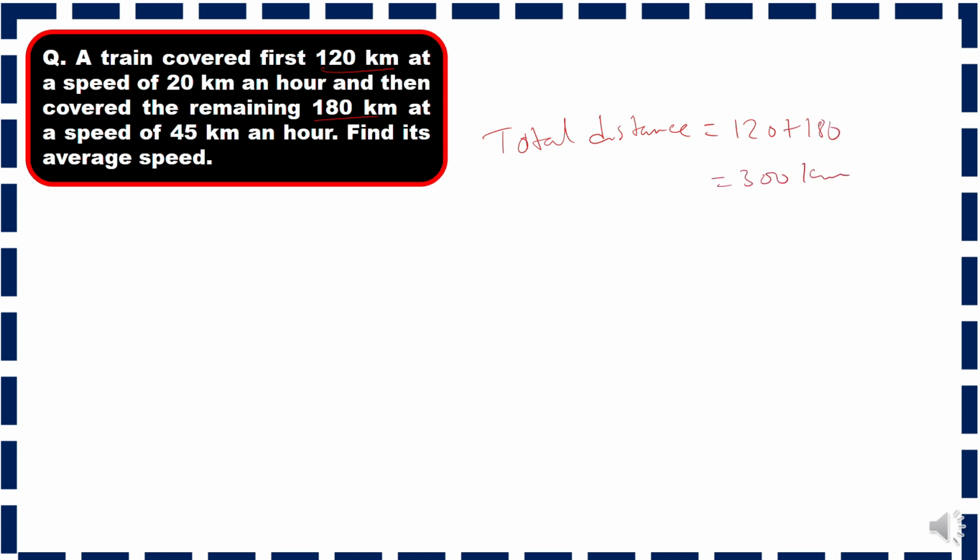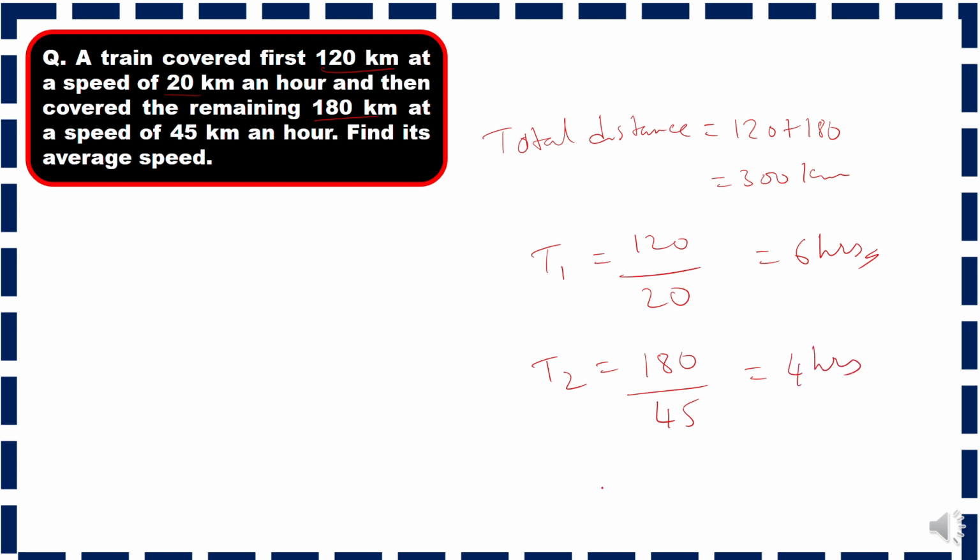And the time taken for the train for the first 120 kilometers, what is the time taken? That is distance by speed. So time taken in the first case is distance by speed. So distance is 120 in the first case by speed 20 km per hour. So the time taken is 6 hours. And the time taken for the next 180 kilometers in case 2, right? So 180 is the distance, by what is the speed? 45 km per hour. So the time taken is 4 hours. So what is the total time here? 6 plus 4, that is equal to 10 hours, right?